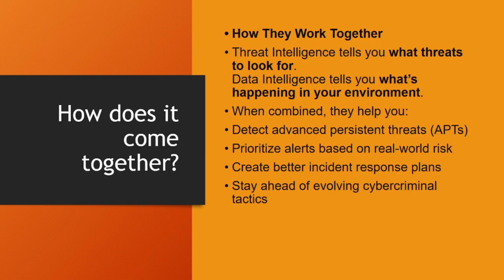How does it come together? So threat intelligence tells you what threats to look for, while data intelligence tells you what's happening in that environment. When combined, they help you detect advanced persistent threats, or APTs, those nation states that try to hack into other nation states, prioritize alerts based on real world risks, create better incident response plans, and stay ahead of evolving cyber criminal tactics.